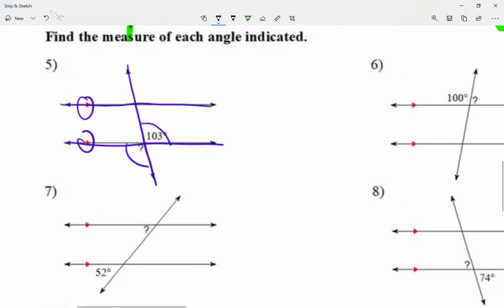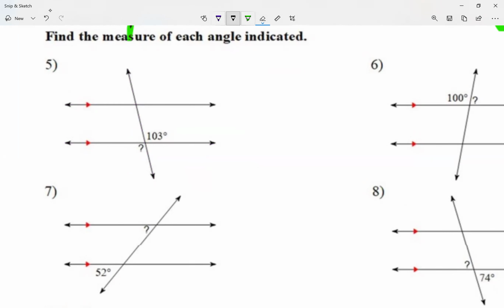So here, question number 5, I see there's a question mark. You guys see my angle. One of them is a question mark. Then one angle is 103. Vertical angles are equal to each other. So here it says find the measure of each angle indicated. So the question mark, basically, how big is that angle? I'm going to call this 103 degrees. Now, you don't have to type in the symbol for degrees, just 103. So remember, vertical angles and corresponding angles are equal to each other. So one angle is 103, the other one is 103.